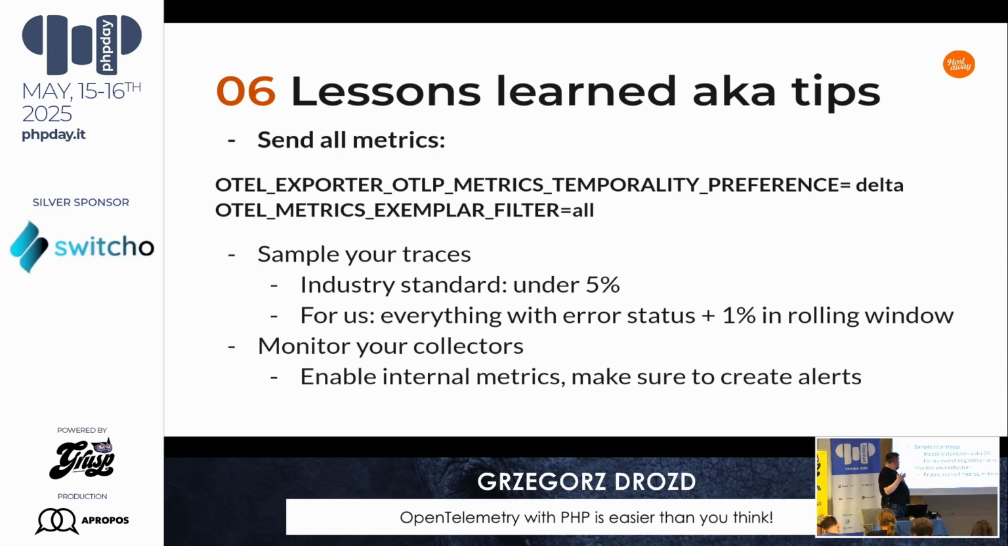Another lesson that we learned is to sample our traces. The industry standard says that it should be under 5% of all of the traces. In our case, we sent everything with an error and 1% of the others. Monitor your collectors. The collector has the option to send metrics about itself to your backend. So enable that. It costs almost nothing, but it will allow you to create alerts, for example, when there is too much traffic on the collector level, too high memory usage, or stuff like that, or when the collector is dead, for example.